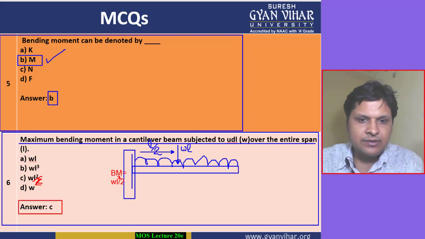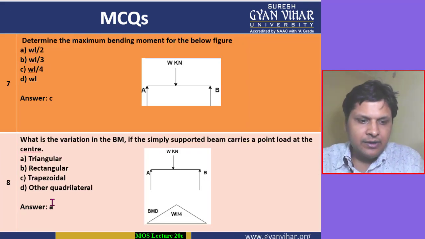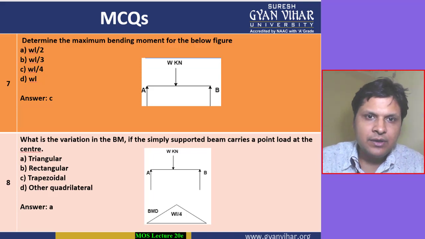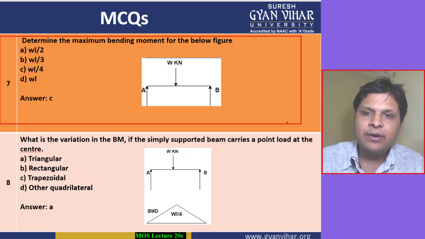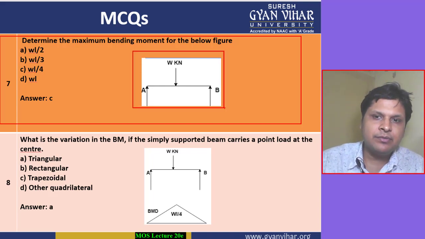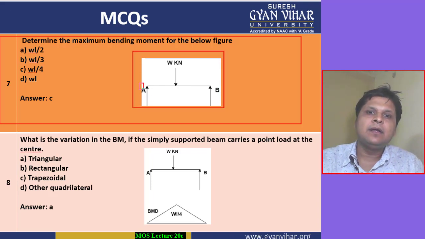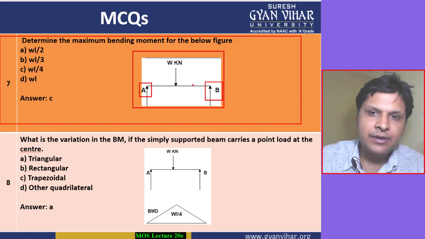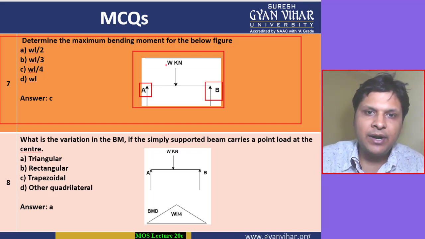Now moving into the next multiple choice question, the 7th multiple choice question. Determine the maximum bending moment for the given figure. In this figure, this is a simply supported beam supported at A and B. It is loaded with W kilonewton load at its center.